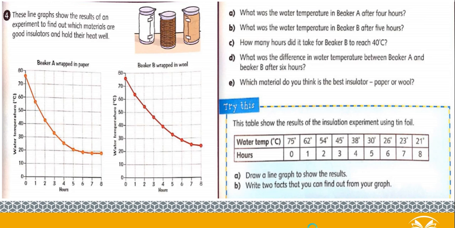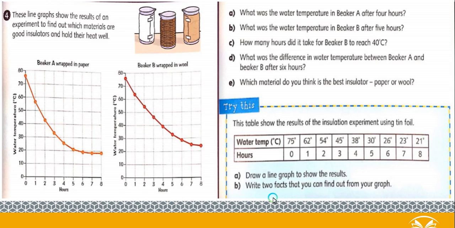And you can also do the Try This. You can use it to draw a line graph.